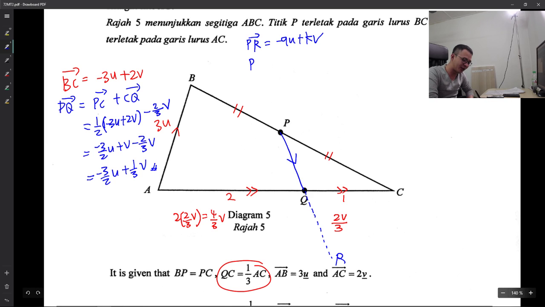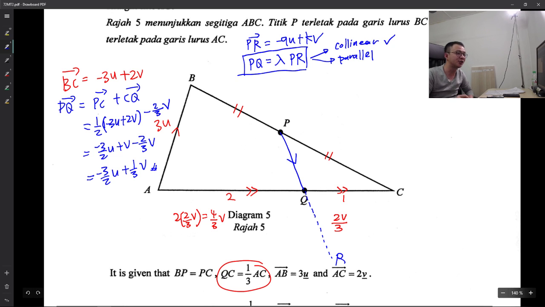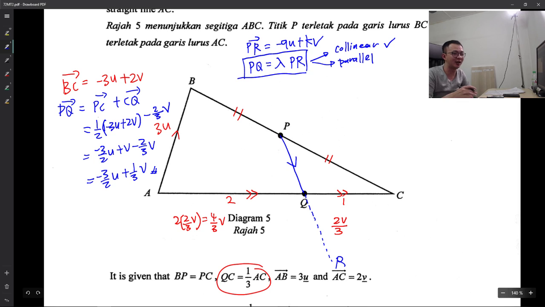So therefore I will say PQ equals lambda of PR. You will ask why I use this one. This equation I can write myself whenever I see collinear or whenever I see the word parallel. So in this case it's collinear, so this explains why I write this out. So therefore I just sub in my values.